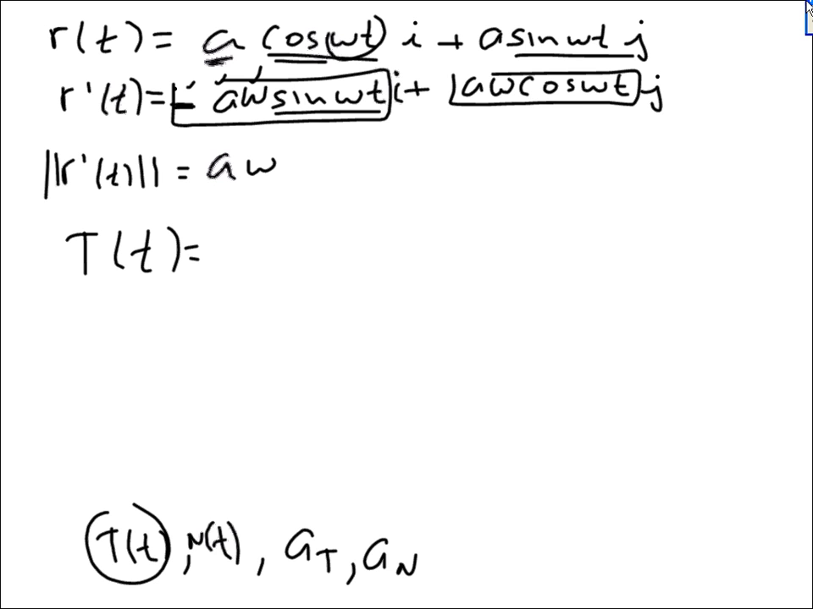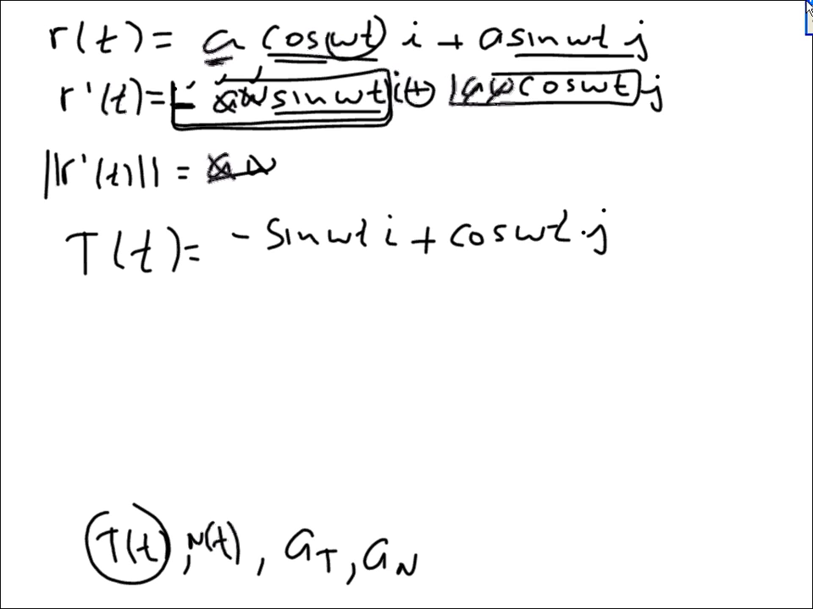T of t is, well, you divide this by a omega, it's going to cancel. The minus does not. So you get negative sine omega t in the i direction plus, once again, the a and the omega cancel, so you get cosine omega t. That's in the j direction. And I hope it's clear.